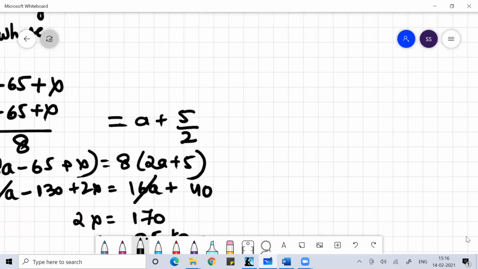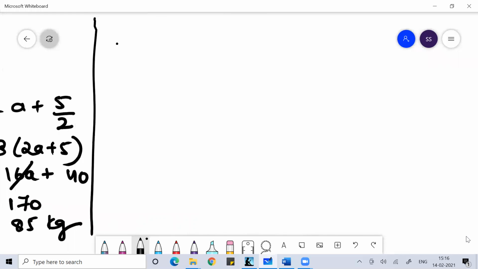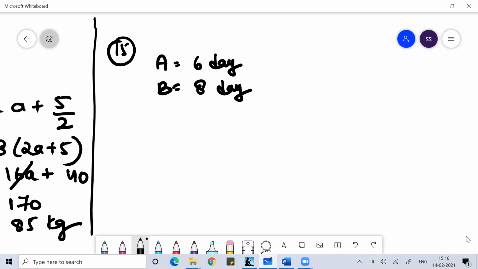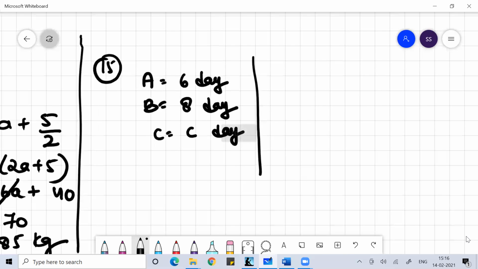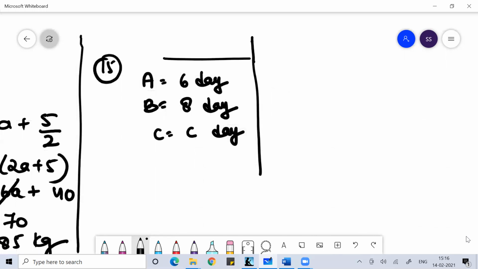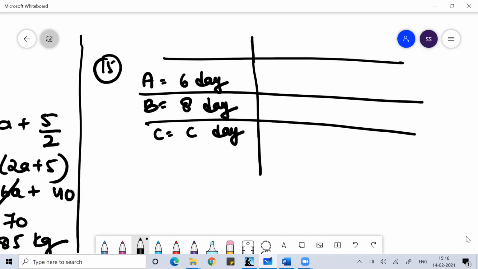So if you see this question number 15, A alone can do the work in 6 days, and B alone can do the work in 8 days, and C alone can do the work in C days. So what I can do, I can define the work.